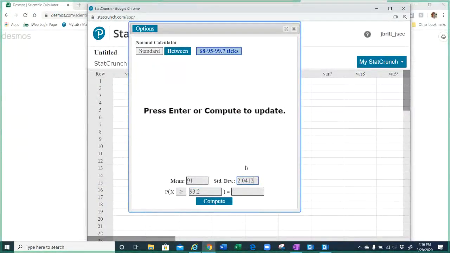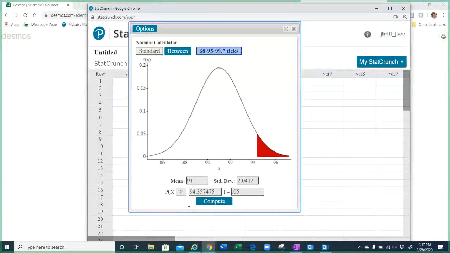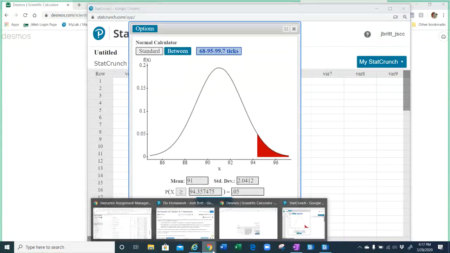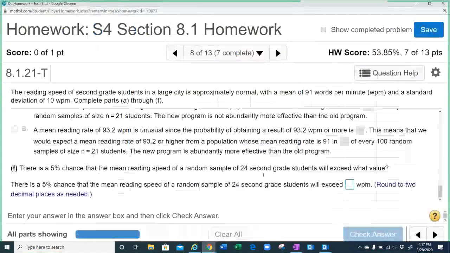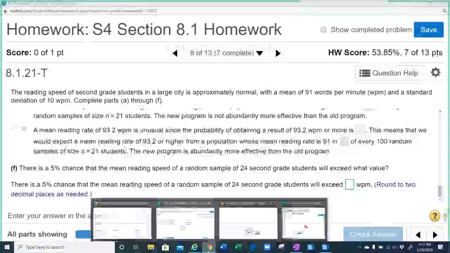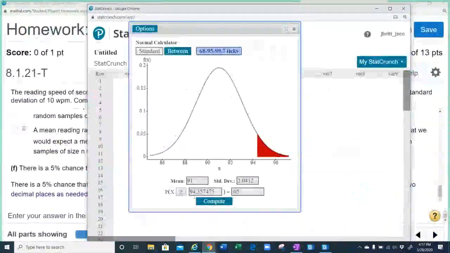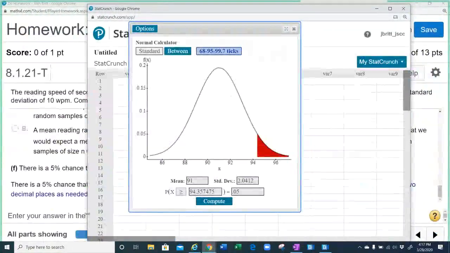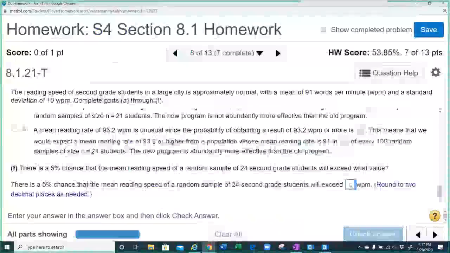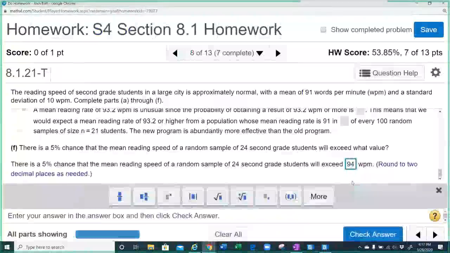Okay, we got that as the standard deviation, 2.0412. And if it says a 5% chance of exceeding, then that 5% is going to go over here. Okay, that's the probability. The percent of exceeding means that the arrow goes to the right. So that is going to be 94 point, let's see what they want decimal wise here. Round to 2 decimal places, and that's 94.36.